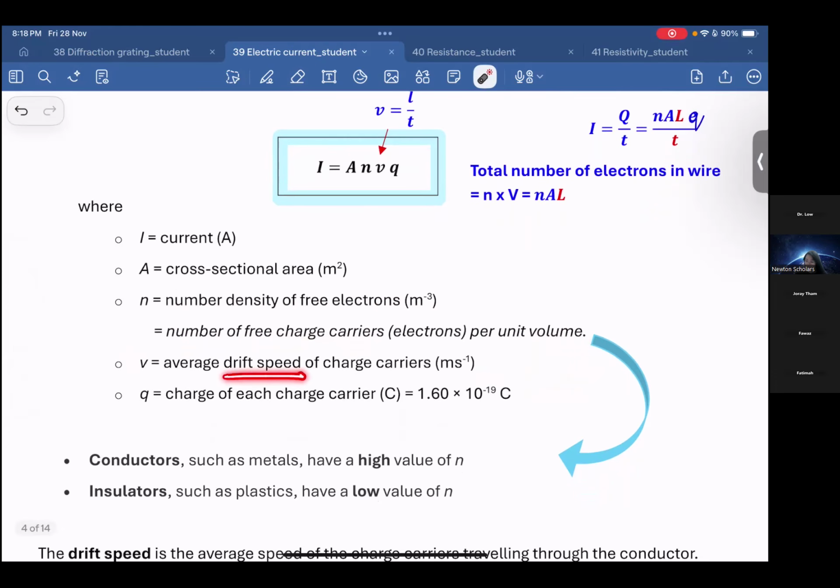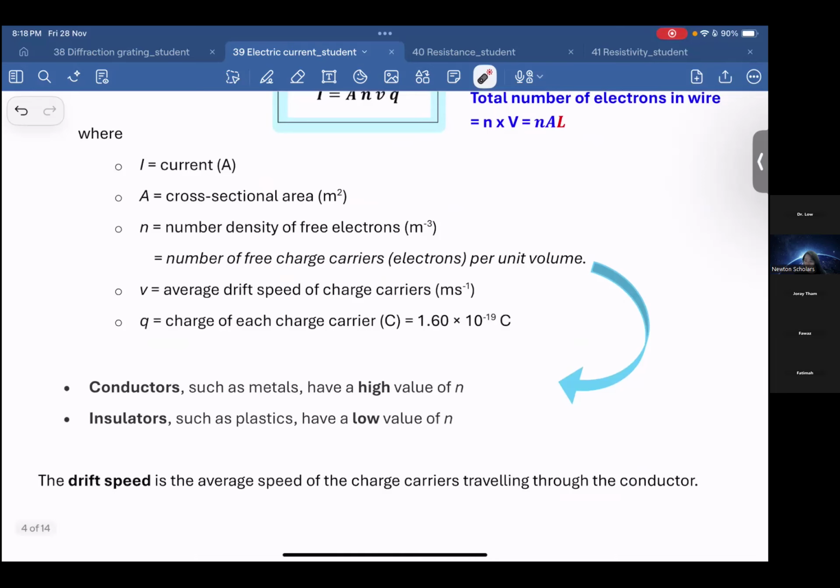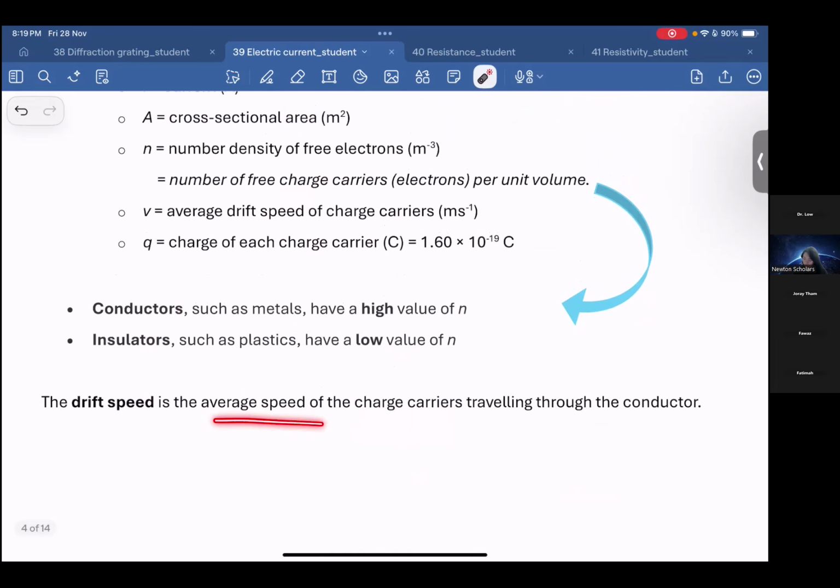Then v is the drift speed. Then q is the charge. Charge again. For the n, if you are a conductor, you will have a high value of n because you have more free electrons. A conductor is good, we can let electricity flow very well. The current flows easily, so high current can flow. So here, the high n value is because of the higher number of free electrons. For an insulator, the n will be low. Then here, the drift speed is the average speed for the electrons to travel through the conductor.